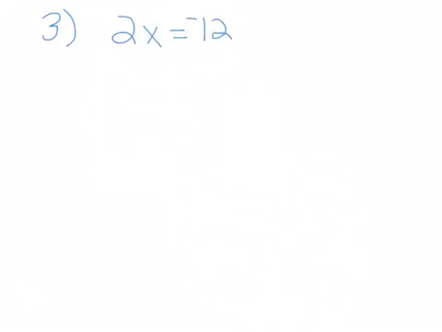Okay, this time we have 2 times x, or 2x, with nothing added or subtracted from it, and that's equal to negative 12. So to get x by itself, I need to undo multiplication by 2. What's the opposite of multiply? If you think divide, you're exactly right. So I'm going to divide both sides by 2.